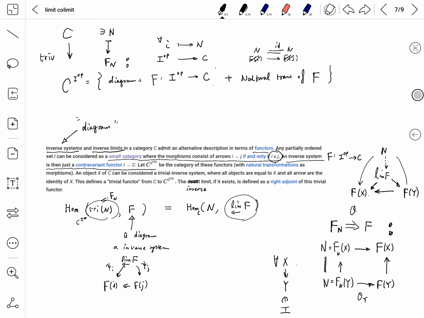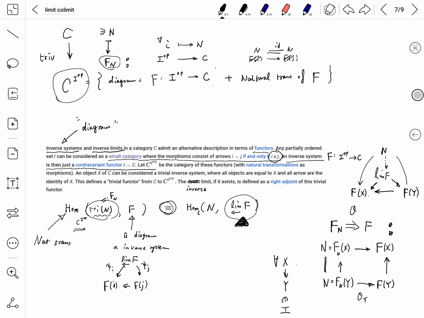Let's see why this is the case. If we use this equality to define this thing, it becomes exactly the inverse limit. Use your knowledge of what the inverse limit is and put it here. It indeed gives you this bijection. Let's check this. What is a homomorphism in the category C^(I op) from F_N, the image of the trivial functor on any object N of C, to an arbitrary diagram F? This is the category whose morphisms are natural transformations, right?